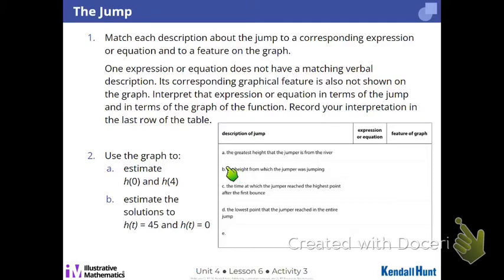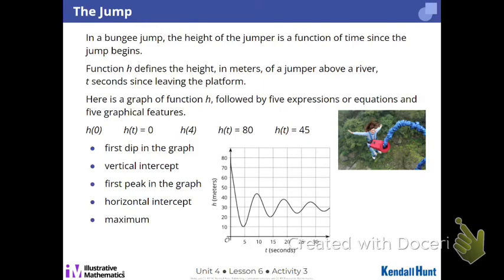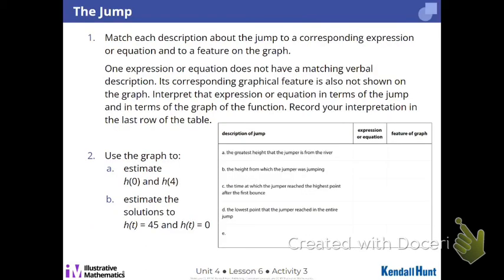The table is going to give you the greatest height that the jumper is from the river. So then you're going to go back here and look at, well, which expression or equation shows the greatest height? So it looks like the greatest height is 80. Everybody good with that? The greatest height is 80? Yeah. So I'm going to go with this one right here. This says at what time is it 80? Right? That's what this says. So h of t is 80. That's what's going to go on my table. H of t is 80.